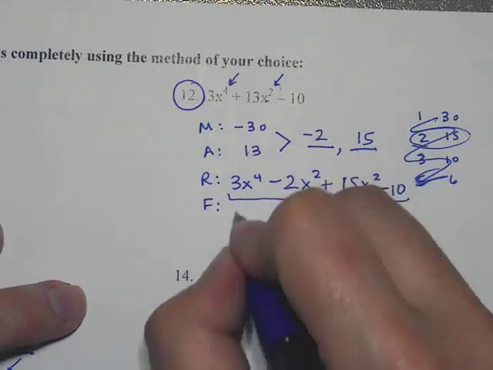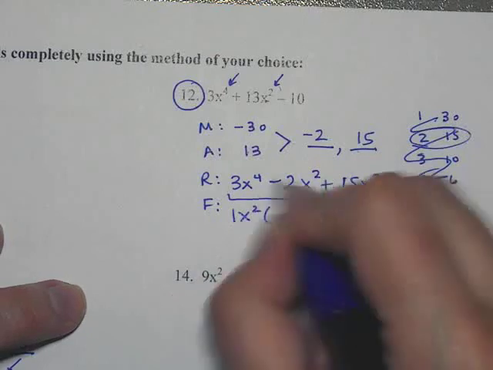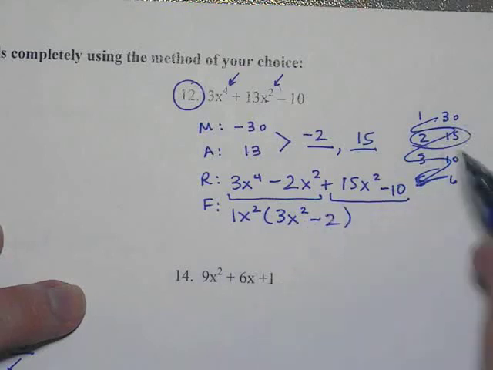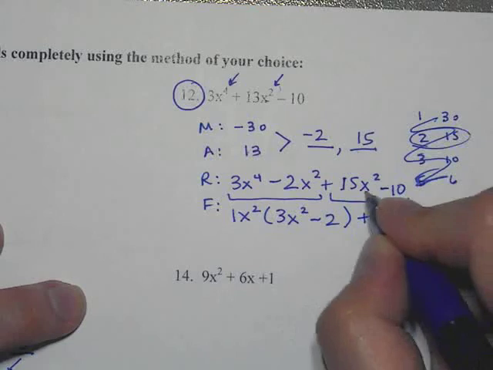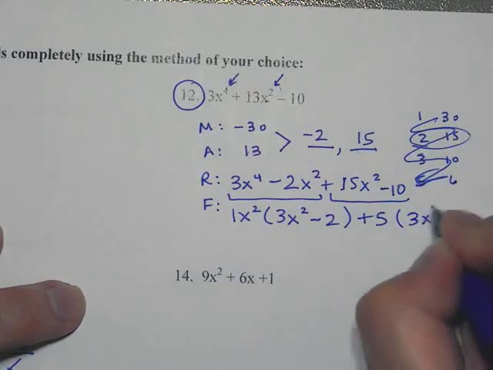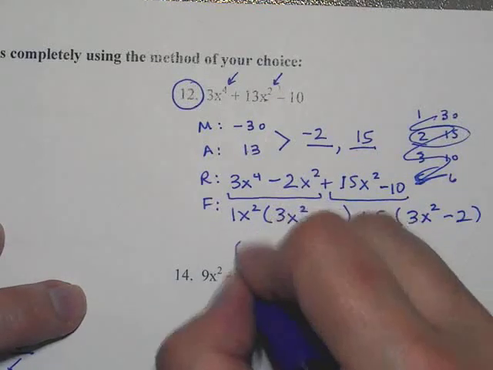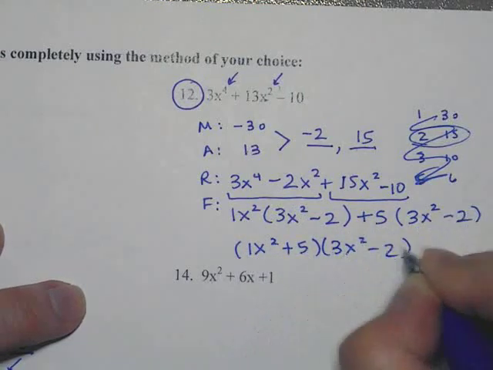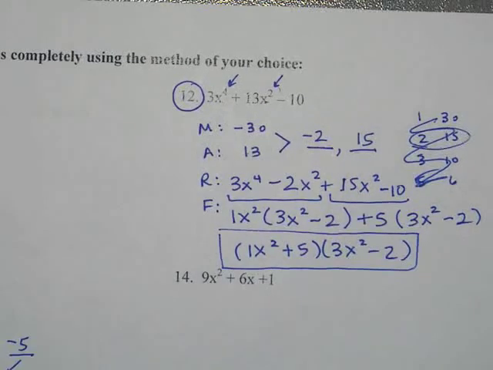Here, the biggest number that goes into 3 and 2 is 1, and I can take out a whole x squared here because that's the smaller exponent. I'm left with 3x squared minus 2. All right, and then here, the biggest number that goes into 15 and 10 is positive 5. This has an x squared, but this doesn't have any x's at all, so I can't take any x's out. So I'm left with 3x squared minus 2, and notice my two sets of parentheses match exactly again. So I get 1x squared plus 5 times 3x squared minus 2. Okay, and that's my final answer. So this is just when we have x to the fourth and x squared. Kind of turns out a little bit weird there.